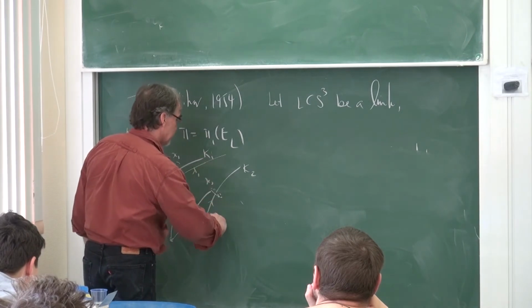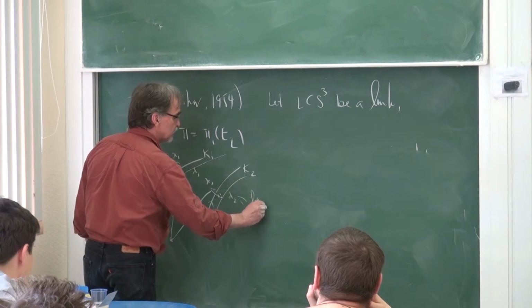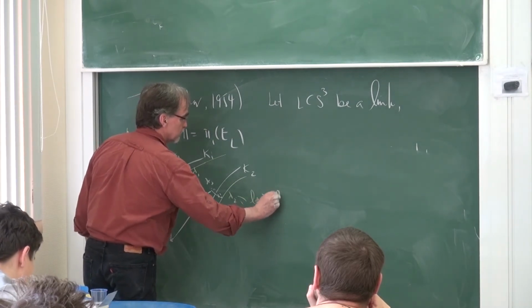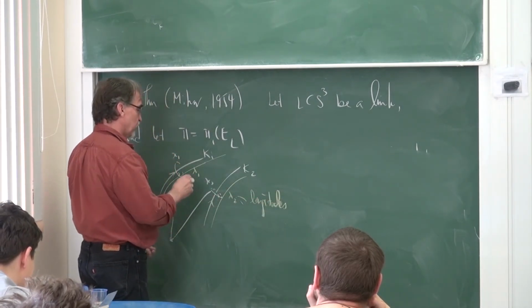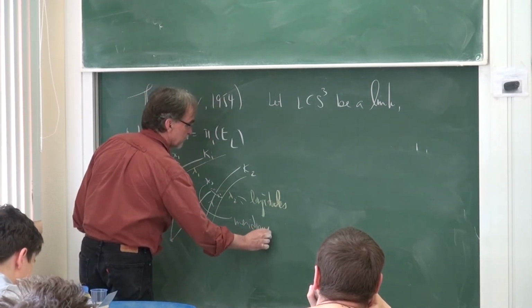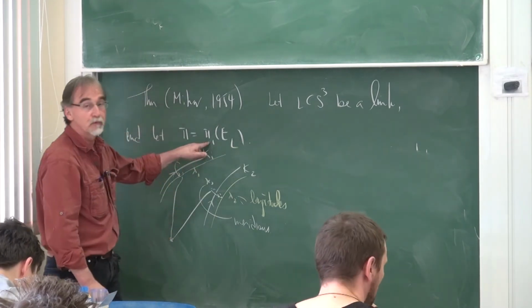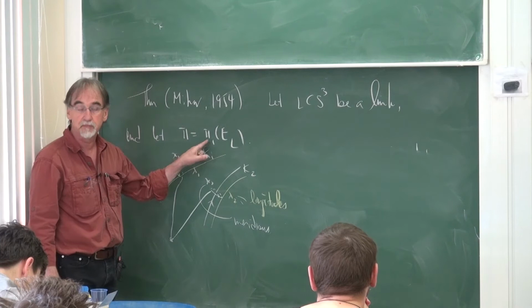And I get this collection of parallels, called lambda 1, lambda 2, and these will be called the longitudes and the meridians. And so what Milnor was interested in doing is computing the nilpotent quotients of this group.